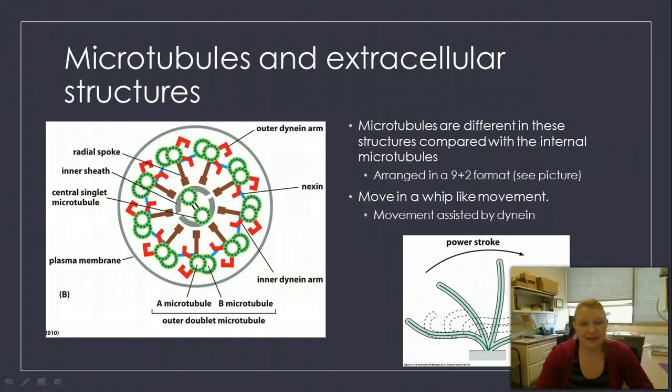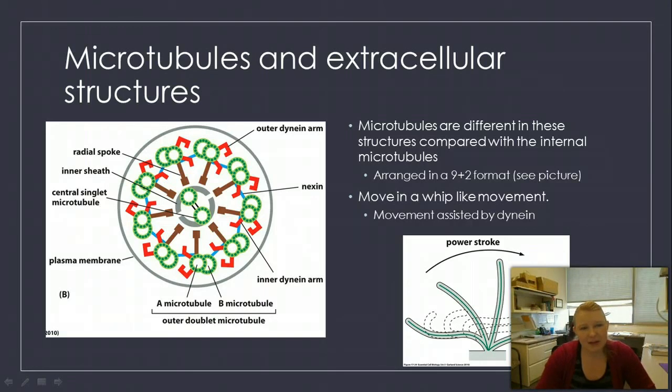What this allows things to do is to move in a whip-like movement. Now, if you've taken microbiology, you'll remember that prokaryotic flagella move in a spinning fashion, whereas eukaryotic flagella move in a whip-like fashion. And it's the same with cilia. That has to do with how these structures are made. One of the main portions that helps us is the dynein arms, and these help those microtubules slide next to each other in this bending motion.